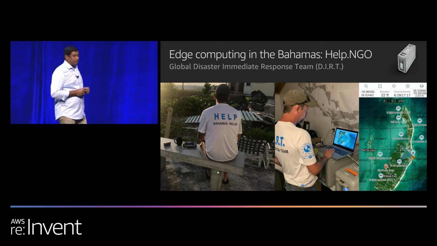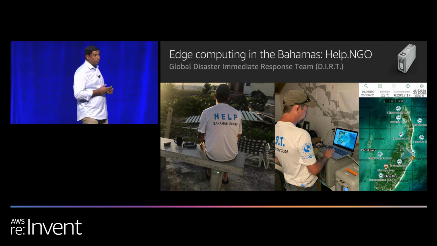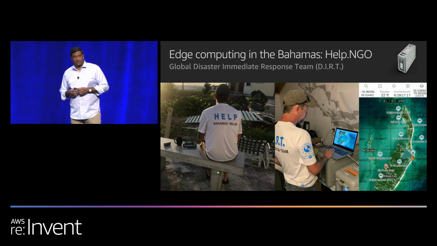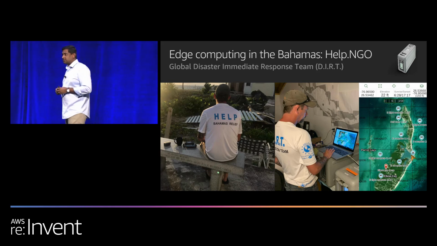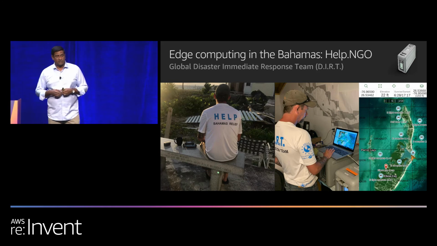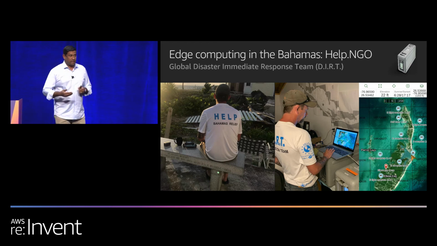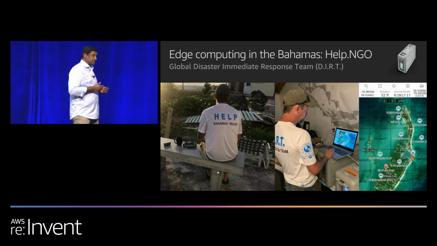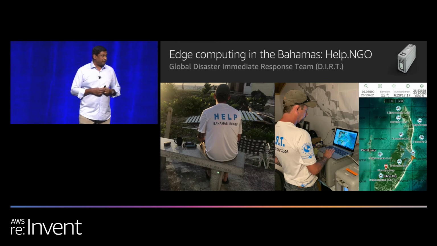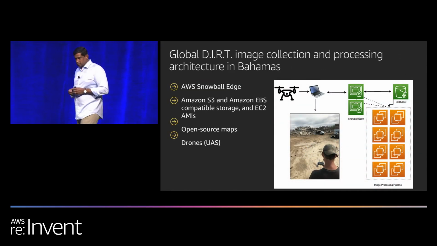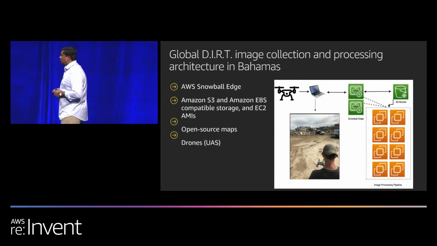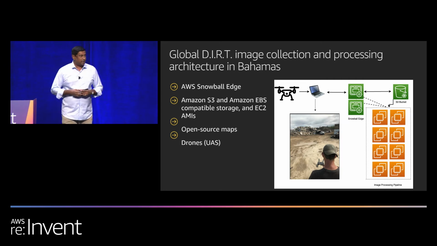A member of the AWS disaster response team spent over a week in the Bahamas working with Help.ngo to analyze the aerial imagery captured by the drones and help them use the Snowball Edge devices. So they were able to speed up the analysis of the images, get a quicker understanding of the assessment of the impacts, and then help provide that information to the humanitarian response teams. A quick look into the technical aspects of the work done by Help.ngo and the AWS disaster response teams.